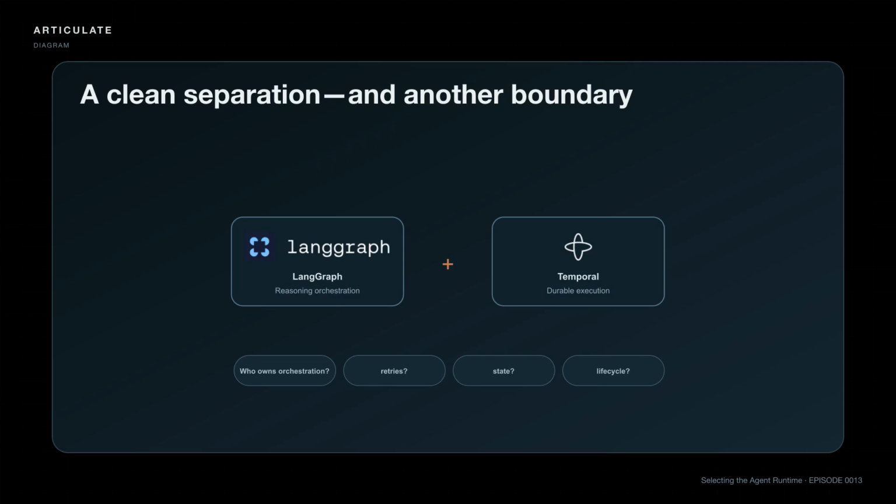But now, Articulate has two significant runtime abstractions. I need to understand where LangGraph ends and Temporal begins. Which system owns orchestration? Which one owns retries? Which one owns execution state? And which one determines the life cycle of an agent? There are good answers to those questions, but every answer introduces another architectural boundary that I have to own. And that leads to another consideration.